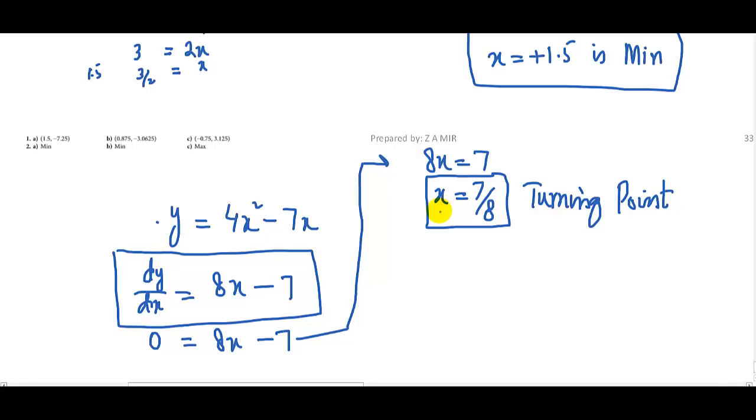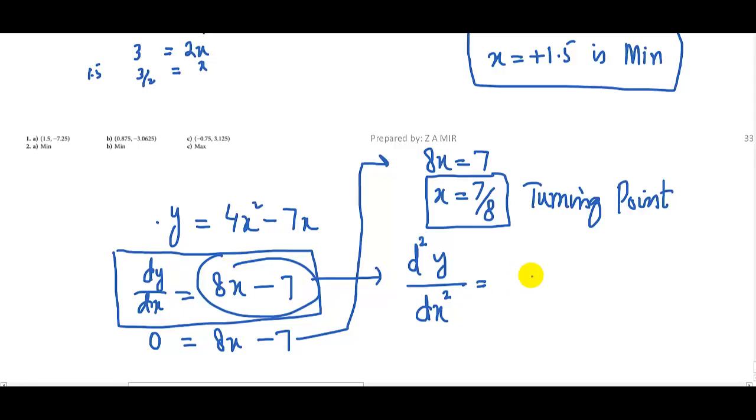Now we want to know whether this turning point is maximum or minimum. What do we do? We will do the second derivative. See how to find the second derivative. This is d2y over dx square. This is how we can write the second derivative, d2y over dx square.